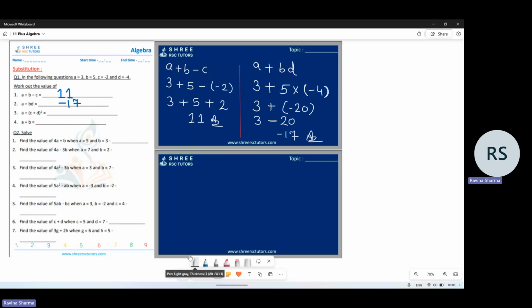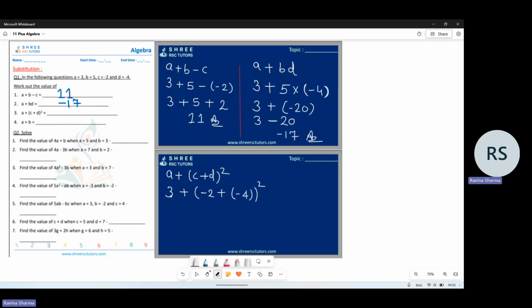Now let's try to do question number 3, which is A plus C plus D square. How can we simplify that? First, our job is to substitute the values for A, C, and D from the question. The A value is given 3, so we are writing 3 here. The C value is given -2, so we are writing -2 here. Addition we are copying from the question. The D value is given -4, so we are writing -4 here. You can see the D value is -4. Since the two signs are coming together, we are writing 4 in the bracket, and then we can write the square here.